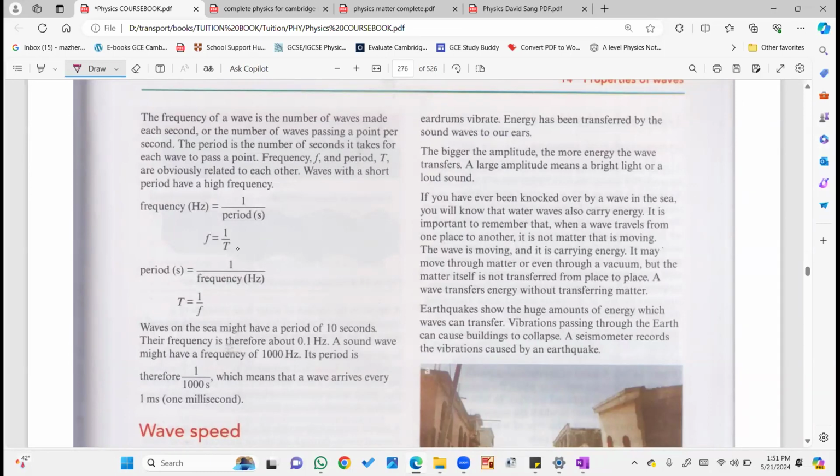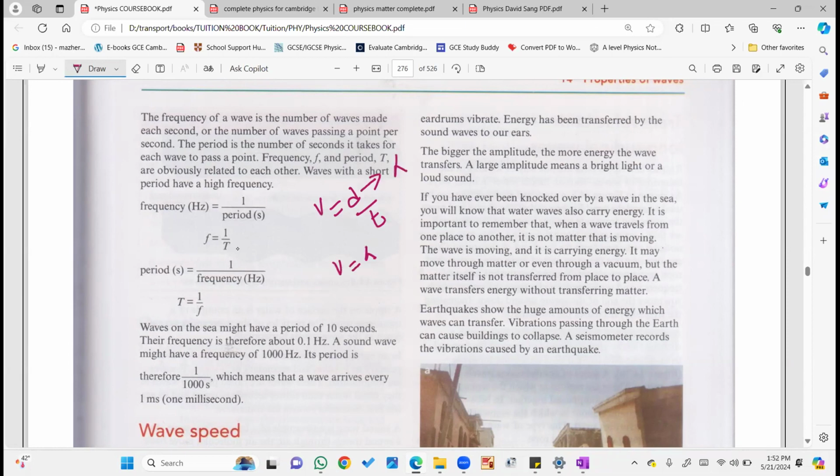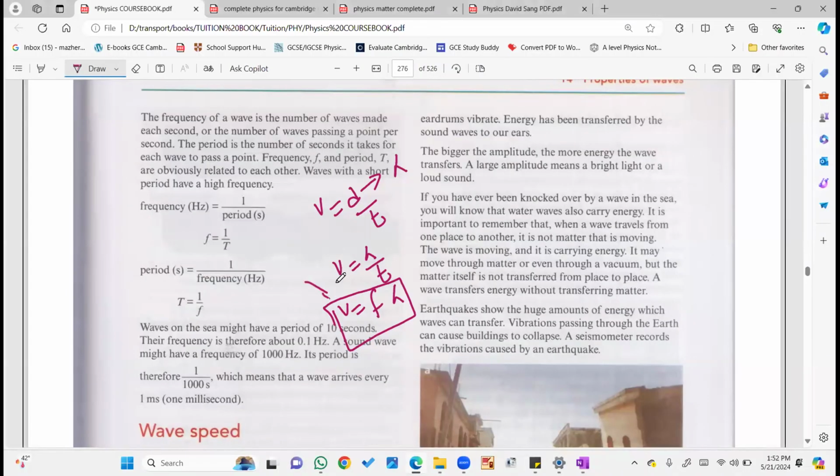If we need to recall the formula for speed, speed is given as distance over time. In case of waves, this distance is replaced by wavelength. So it would become lambda over T. We know that 1 over T is given as frequency. So v is equal to f lambda. So this is the wave equation. Speed is equal to frequency into wavelength. Okay. This is known as the wave equation.